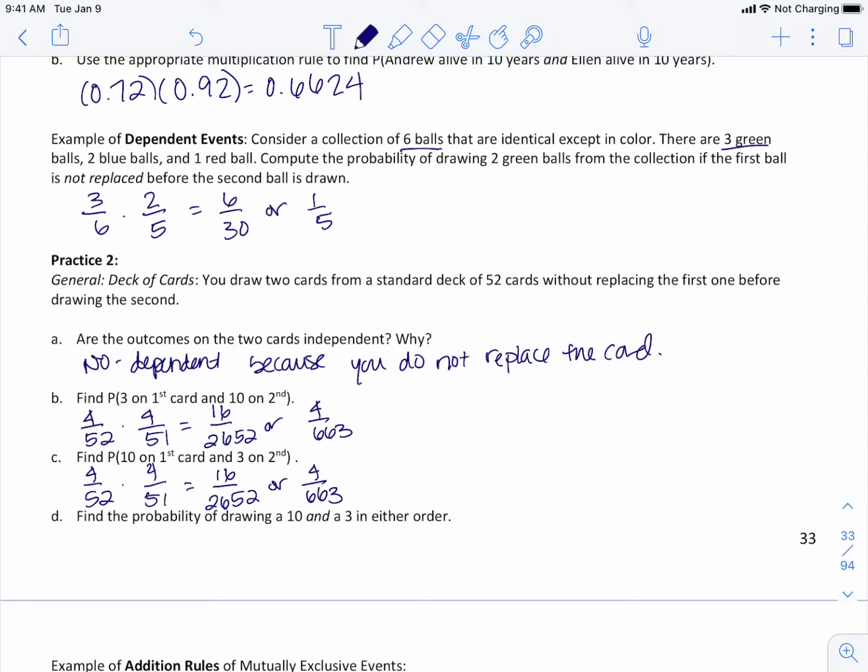Okay, either order means it could be one or the other. So 4 out of 663 plus 4 out of 663 gives us 8 out of 663.